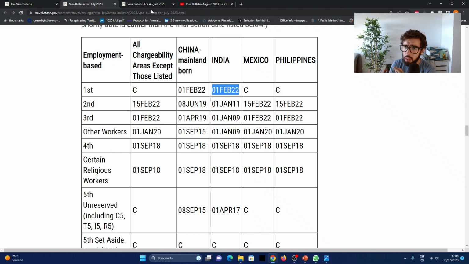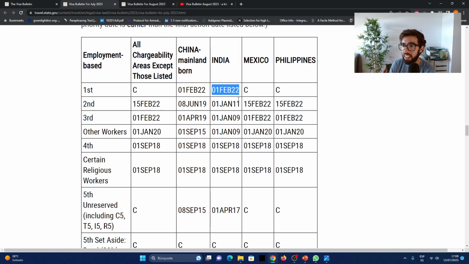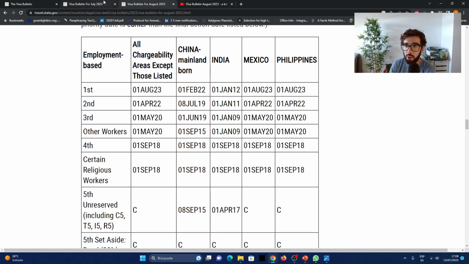Okay. So what happened in August is I moved to August and I didn't realize that it didn't go from February to January. It went from February 2022 to January 2012. So it went back by 10 years. So this is a massive retrogression.